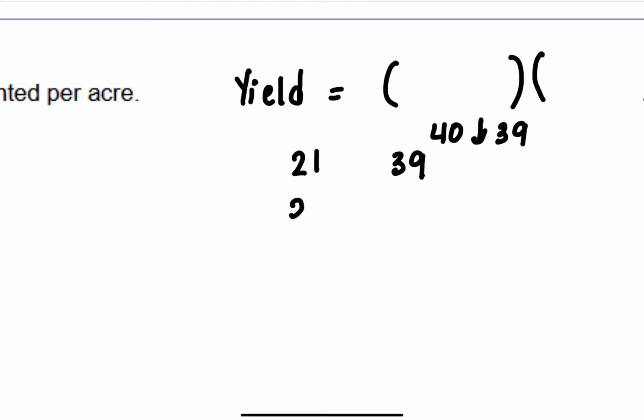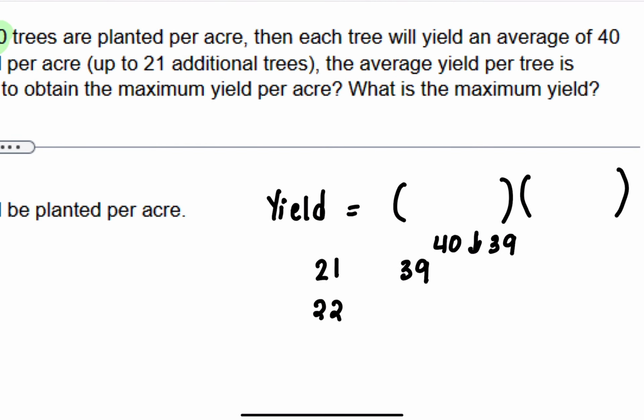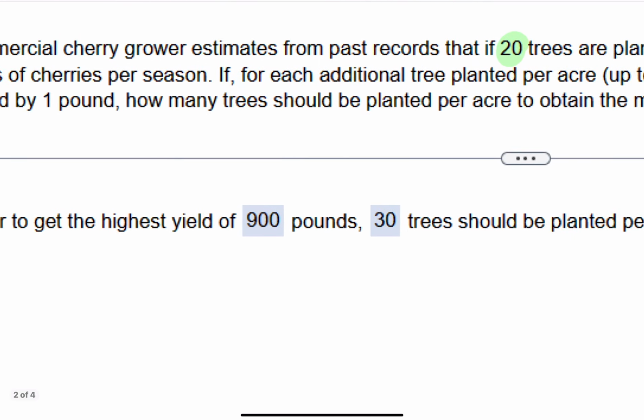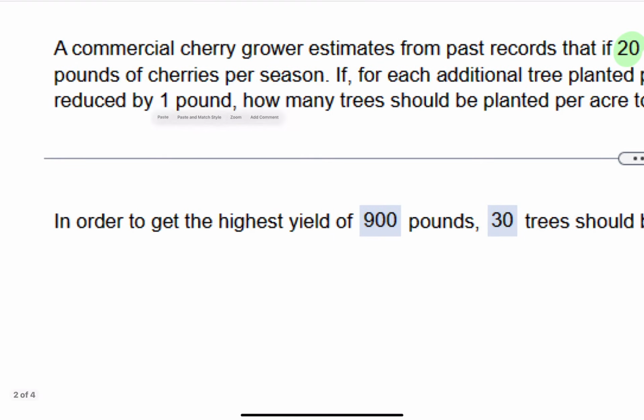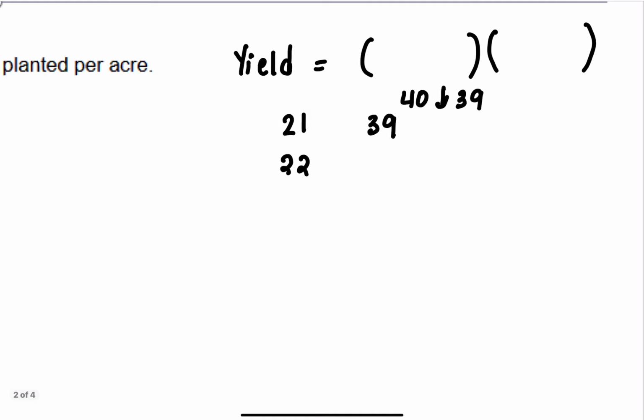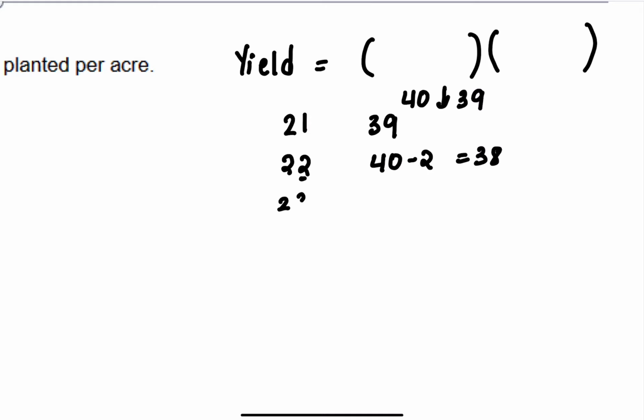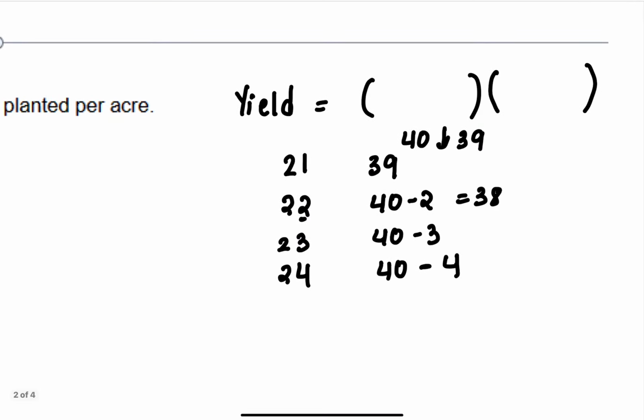If I plant 22 trees, remember what they said, the average yield per tree reduces by 1 pound. So every time you add a tree, the yield reduces by 1 pound. So if I add 2 trees, it's going to be 40 minus 2, which is 38. If I add 3 trees, it's going to be 40 minus 3. If I add 4 trees, it's going to be 40 minus 4. So if I add X trees, my yield is going to be 40 minus X.